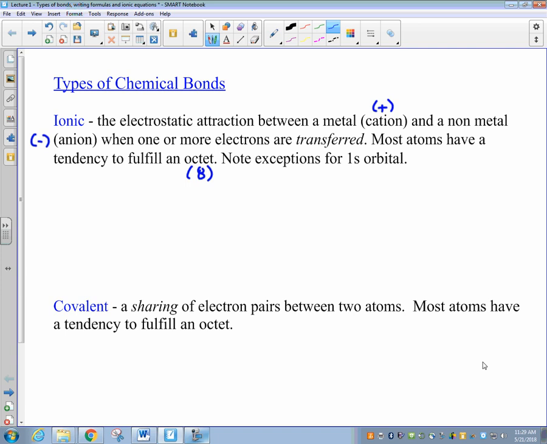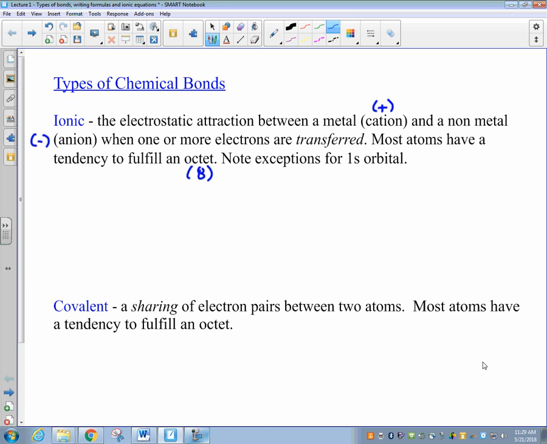Now note that there are going to be some exceptions to this octet rule, in particular for atoms with only a 1s orbital in their valence shell, that is hydrogen and helium. Both hydrogen and helium tend to fulfill, rather than an octet, instead a duet of 2 electrons, which represents a completed first shell of electrons, because recall, there is no 1p orbital, and therefore we have a full valence shell with just 2 electrons in the s orbital.